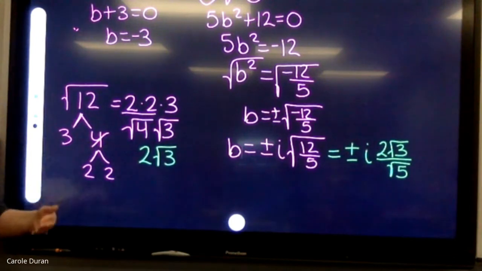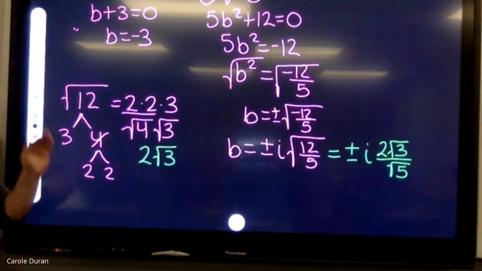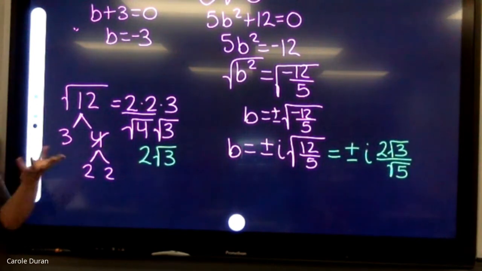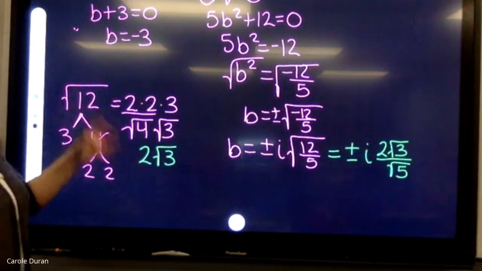Technically, we could go a step farther, but I will not require that of you today. We will get there. Farther? We would rationalize the denominator. Again, I'm not requiring that right now, but we will get there eventually.